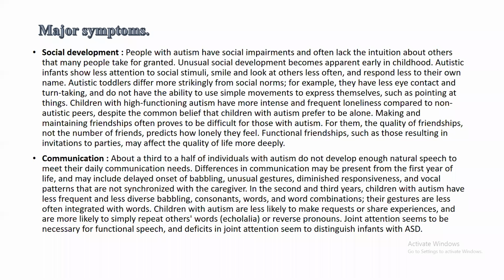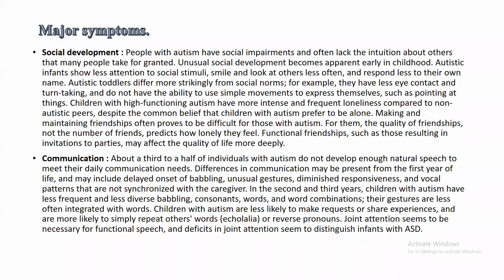For them, the quality of friendships, not the number of friends, predicts how lonely they feel, and the function of friendships, such as those resulting in invitations to parties, may affect the quality of life more deeply. Communication: about a third to a half of individuals with autism do not develop enough natural speech to meet their daily communication needs. Differences in communication may be present from the first year of life and may include delayed onset of babbling, unusual gestures, diminished responsiveness, and vocal patterns that are not synchronized with the caregiver.